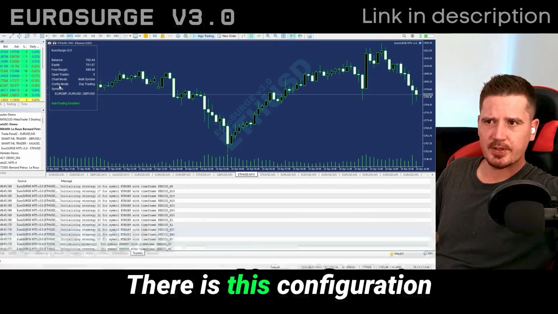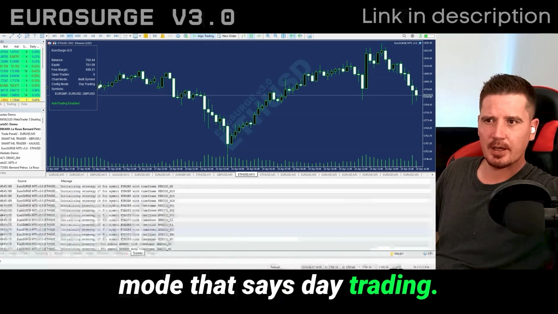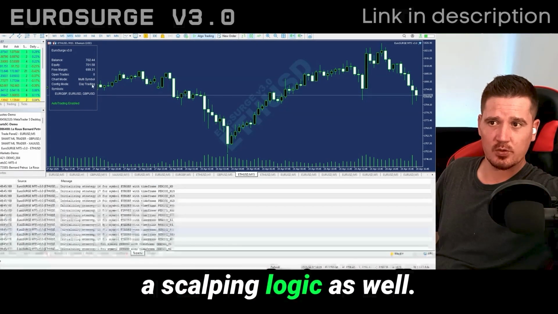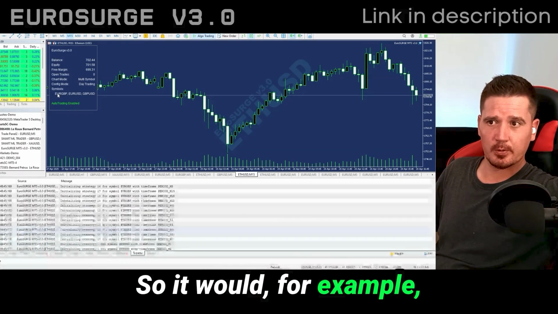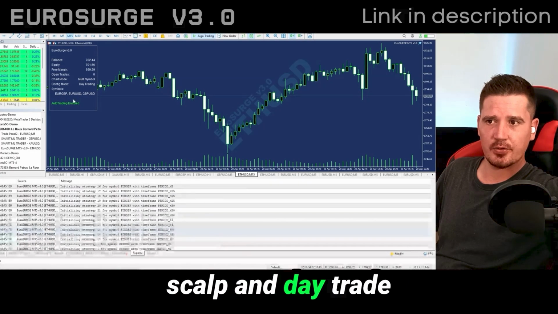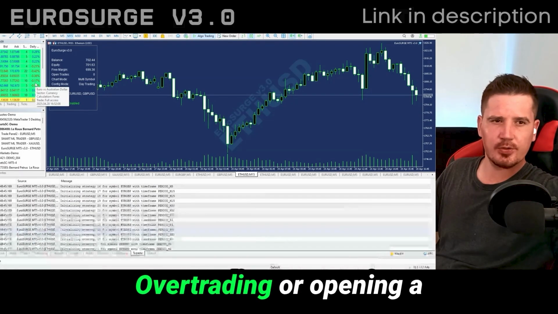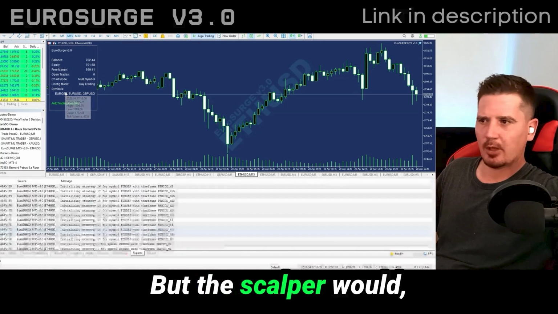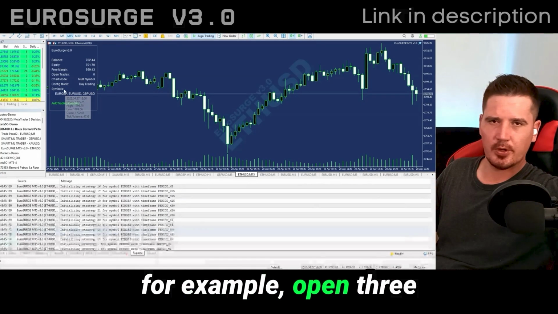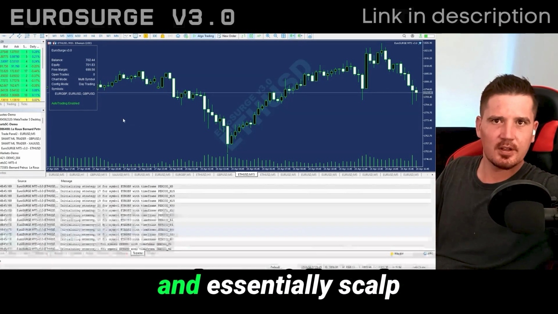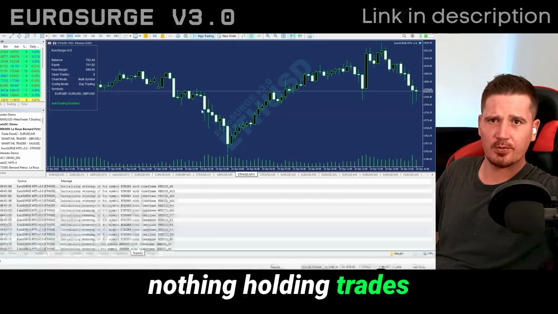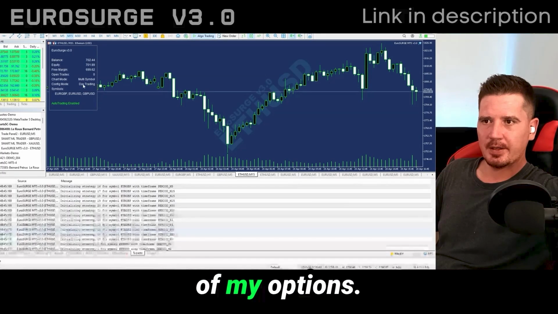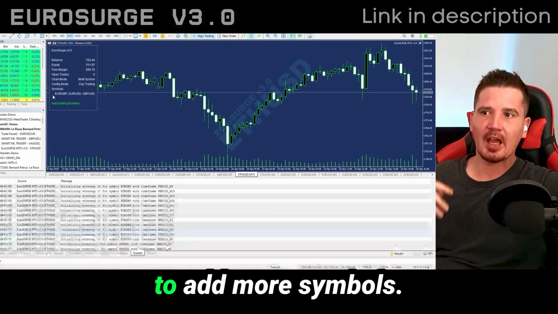There is this configuration mode that says day trading. That is because I was testing a scalping logic as well. So it would, for example, scalp and day trade at the same time, not over trading or opening a large amount of trades at all, but the scalper would, for example, open 3 or 4 trades a week and essentially scalp, nothing holding trades for days or too long. So that was one of my options. The other option is just to add more symbols.